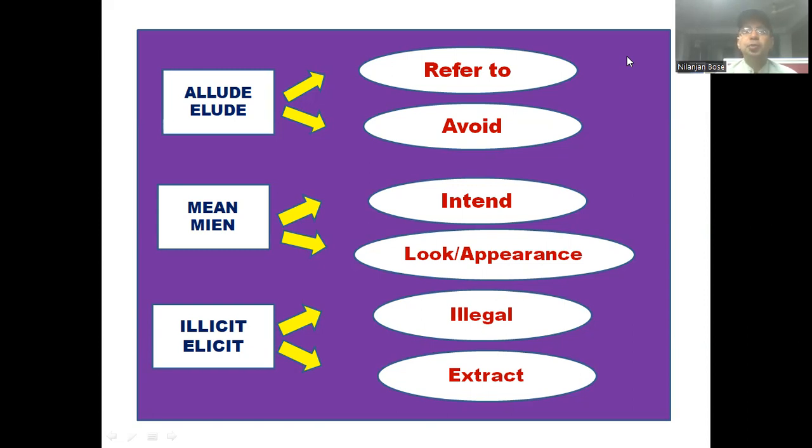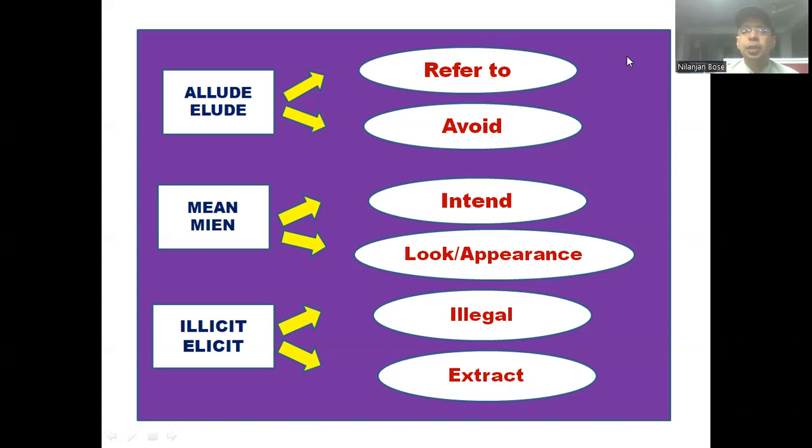Okay. Now let us move to the next pair of words. Mean and mien, pronunciation is the same. So what is the basic difference between mean and mien? First, mean, M-E-A-N, it means to intend. I want to mean, I want to say. In our daily life, definitely you are supposed to say like that, I want to mean. It means intend.